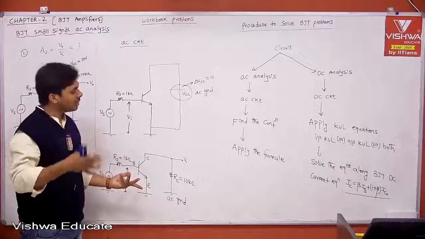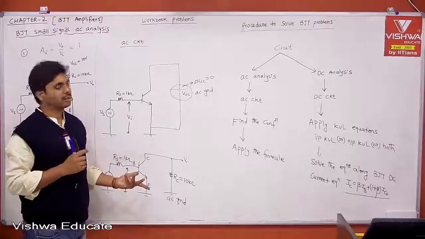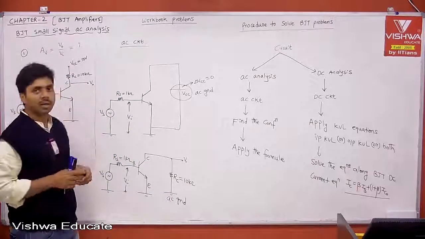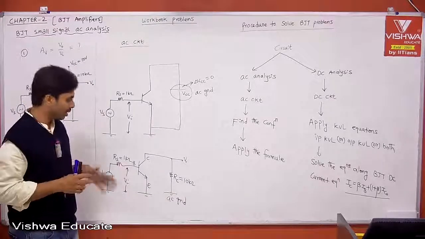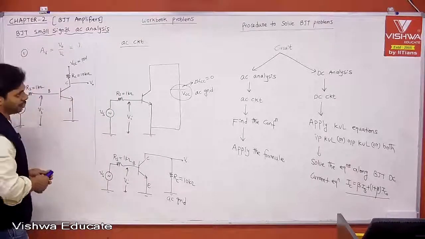We are taking out the DC quantities which are not required to get the voltage gain, which is output peak to peak divided by input peak to peak. Therefore, we are speaking about only AC signals, not the DC signals, right? Therefore, this is only an AC circuit. Now tell me, what is the next step?